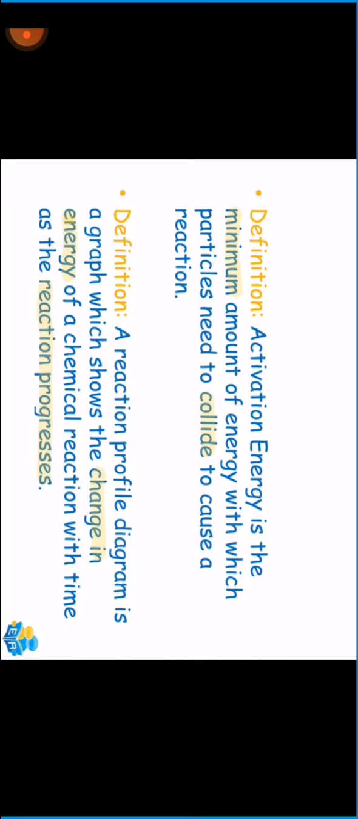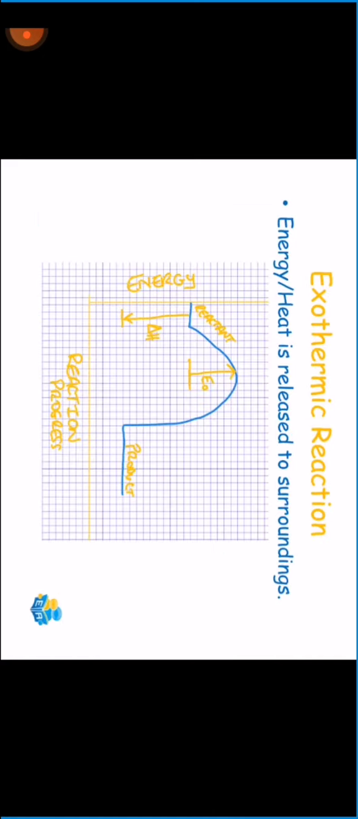So let's take a look at some specific reaction profile diagrams that we need to know for this course. The first reaction profile diagram that we need to know is for an exothermic reaction. Now, the first thing we should look at is what the term exothermic means. An exothermic reaction is when energy and heat is released to the surroundings. If we look at our reaction profile diagram here, we can see that we have energy on the y-axis and the reaction progress on the x-axis.